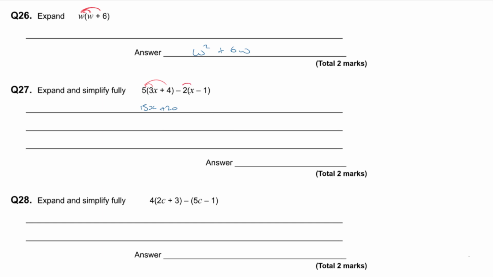Just take care with this. I've actually got negative 2. Negative 2 times x, that's minus 2x. And then negative 2 times negative 1, that's going to give me negative times negative is positive, is plus 2.